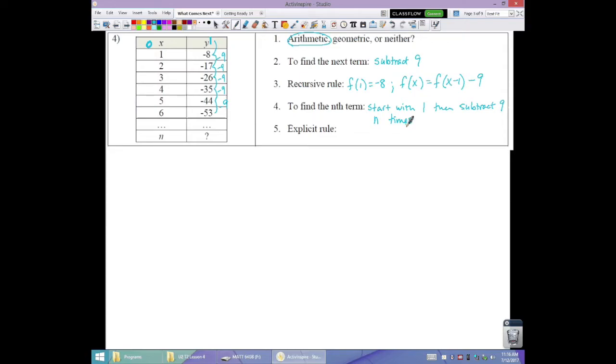And the explicit rule, since this was an arithmetic sequence, it's going to be y equals mx plus b. It's f of x equals negative 9x plus the 0th term, 1.